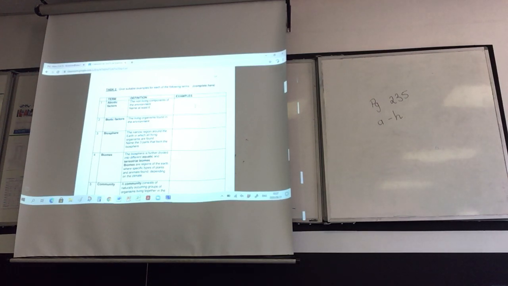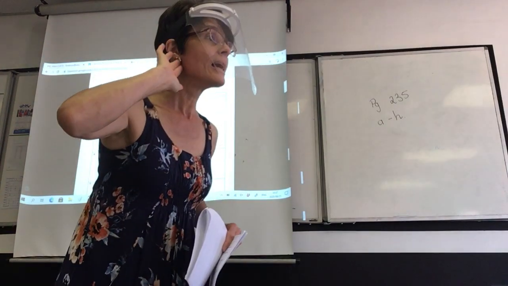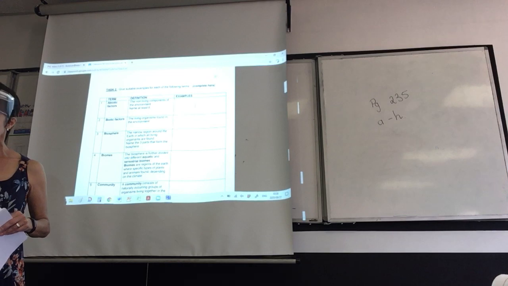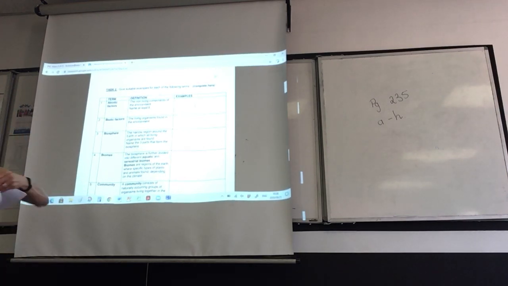Jasmine, can you say temperature? Temperature, anybody else? Light. What else? Air. What's in the air? Oxygen and carbon dioxide. Anything else? Rain, yes. Humidity. Anything else? Wind. Good. Any others? Let me see what I had extra.